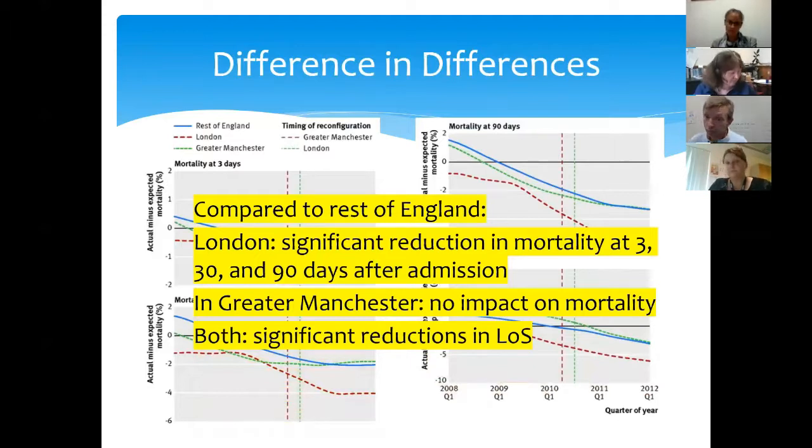So we need to control for that improvement over time. And so when you actually look at the statistics, compared to the rest of England, we can see that the reconfiguration in London resulted in a significant reduction in mortality at all of those time points. Whereas in Manchester, there was no impact on mortality compared to that background improvement in outcomes. Whereas for length of stay and costs, there were significant reductions at both locations. So that type of evaluation, just using health systems data, where they didn't have to go out and collect any new data, provides real insight into the impact of those alternative reconfigurations.